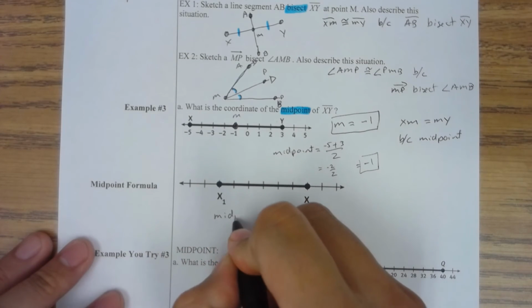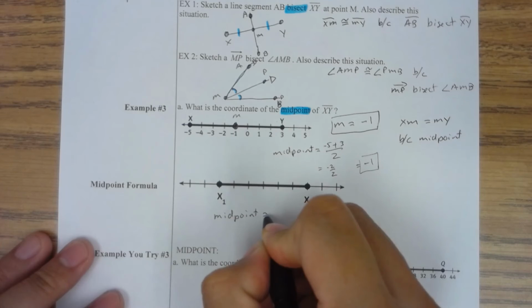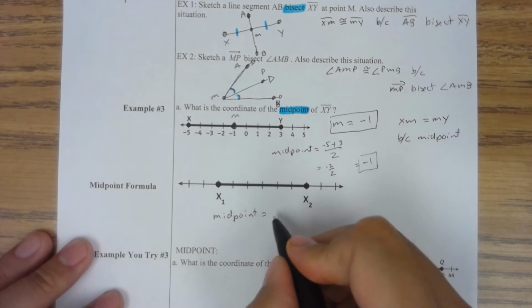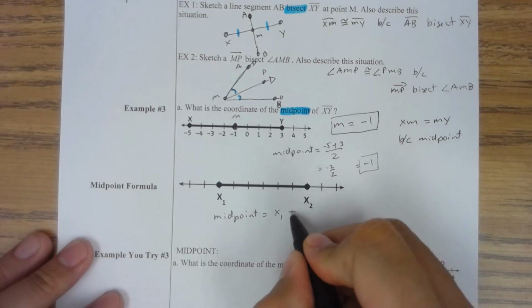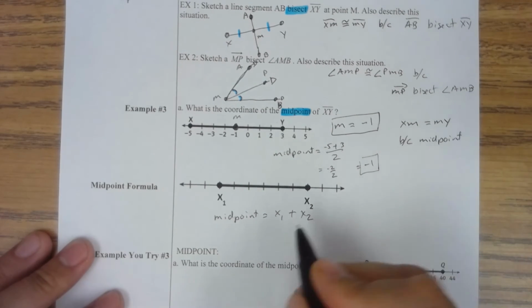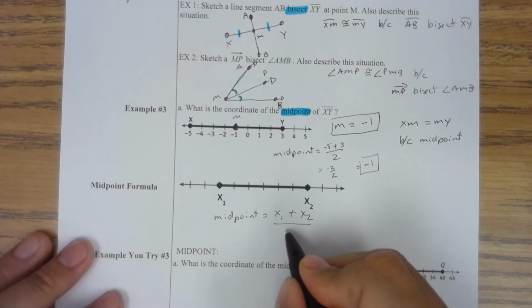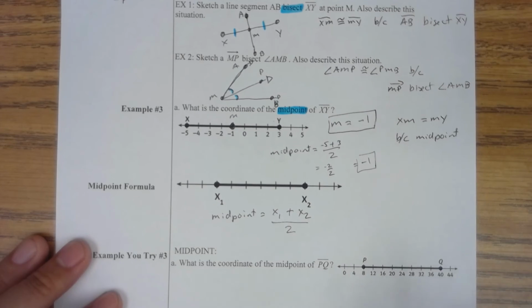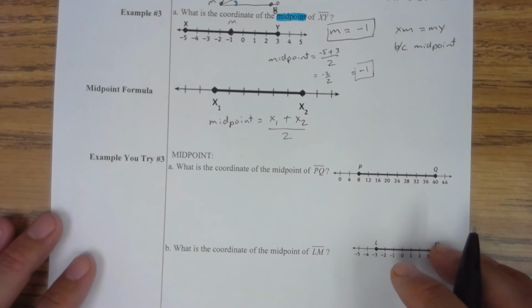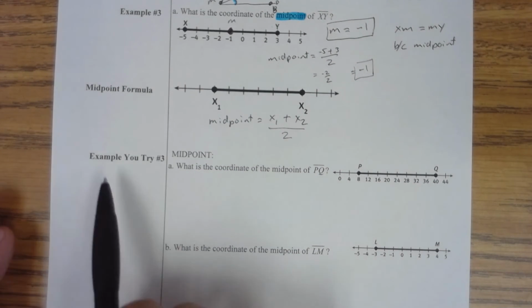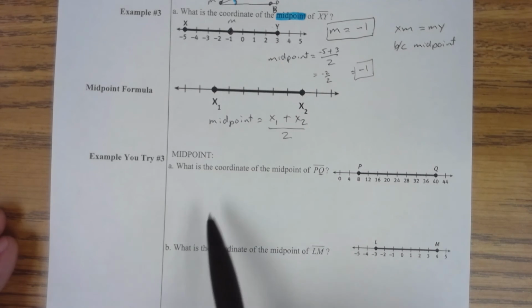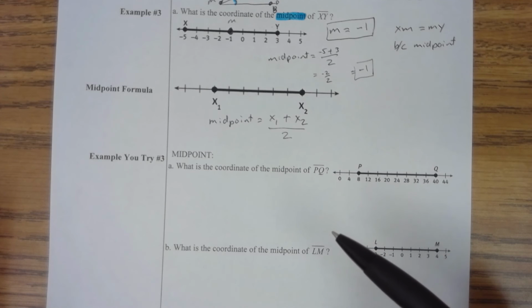So the midpoint formula is pretty simple. If I want to find it, all you have to do is find the first point, x1, plus the second point, x2, and since it's in the middle, we divide that by 2 to find halfway, and that's all you gotta do. So on the next example, I want you to use this formula, write it out, and just substitute the numbers in and just tell me what the coordinate is.